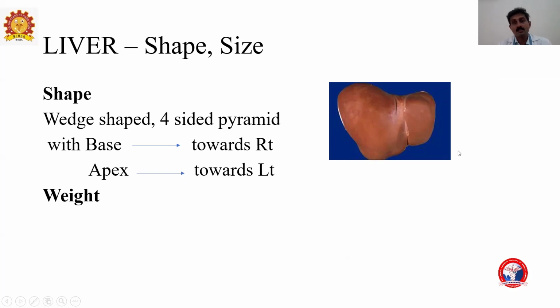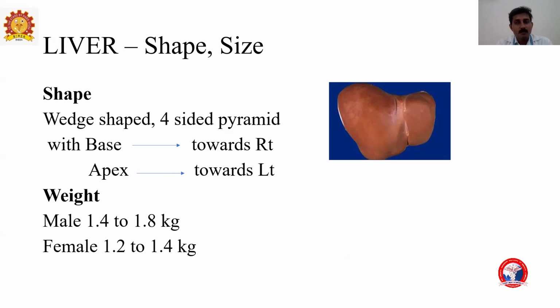What is the weight of the liver? The liver is a heavy organ, comparatively large in size. In males the weight is around 1.4 to 1.8 kg. In females it is comparatively less, 1.2 to 1.4 kg. At birth it is around 150 grams. This is the average weight in males, females, and newborns.